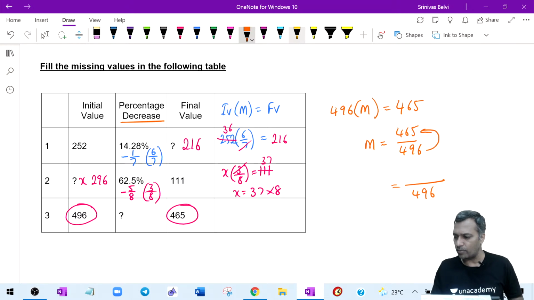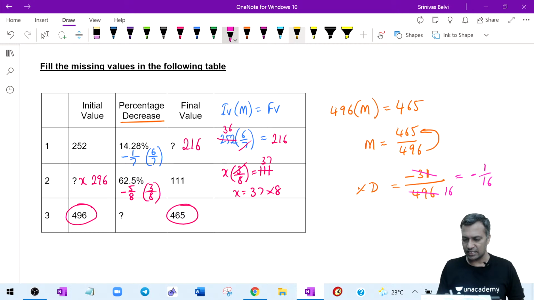The numerator is how much less. I'm writing a fraction, percentage decrease. Therefore, how much less is it? It is 31 less, right? This is 31 one time, this is 31 16 times. Therefore, you say that there is a decrease of 1 by 16. 1 by 16 is nothing but 6.25%. There is a decrease of 6.25%.